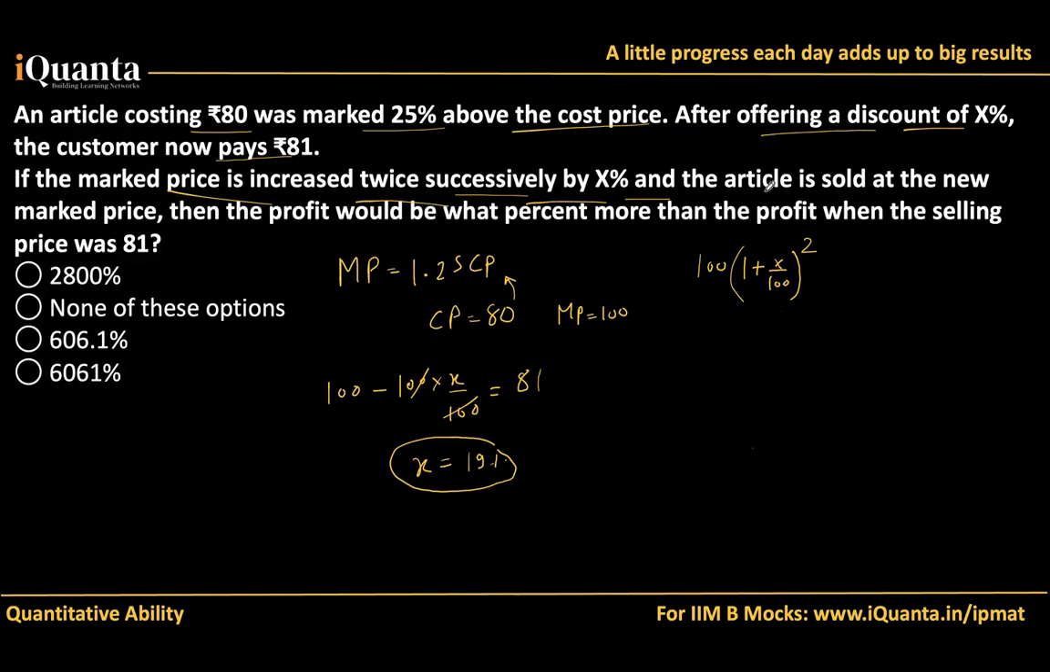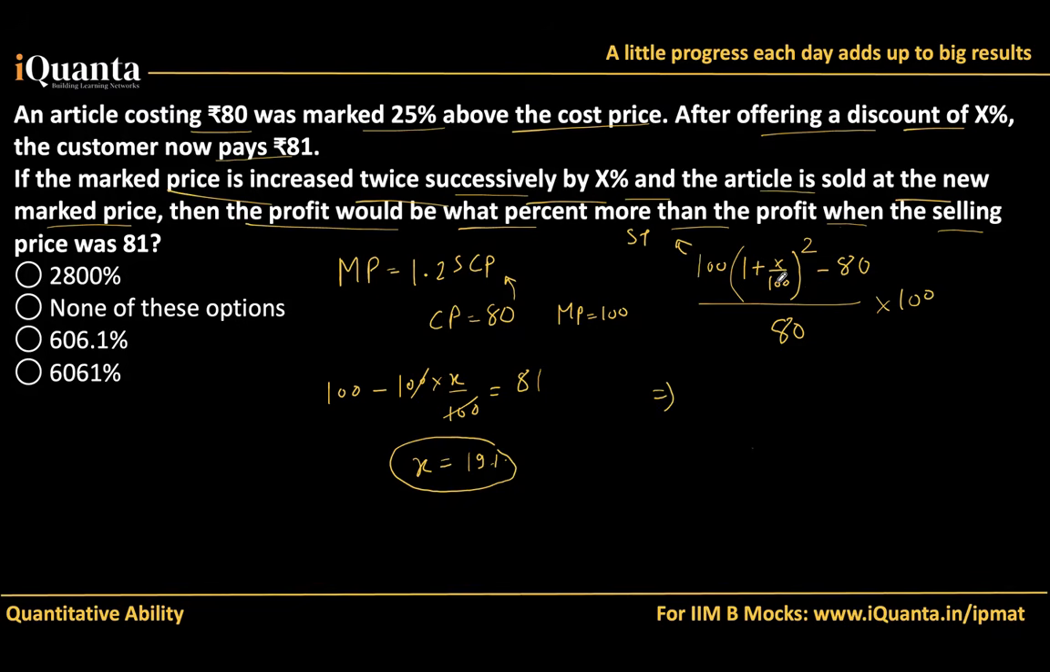The article is sold at the new mark price. So I increase the mark price by X percent twice, and this is the SP now, because he's saying that the item is being sold at mark price. Then the profit would be what percent more than the profit when the selling price was 81. If this is my mark price, cost price obviously was 80. So I'm calculating the profit. What is profit percent? SP minus CP upon CP into 100, right?